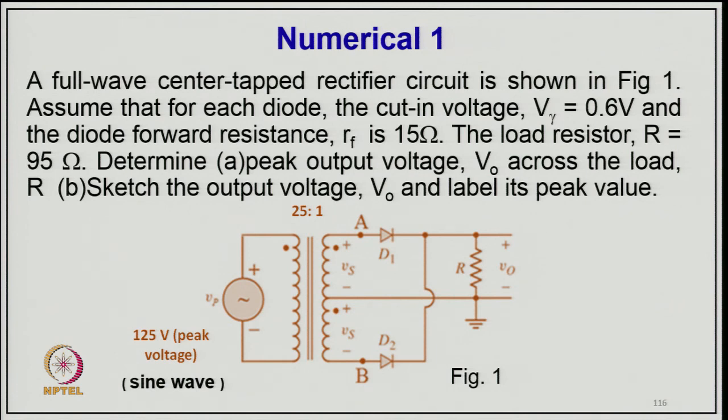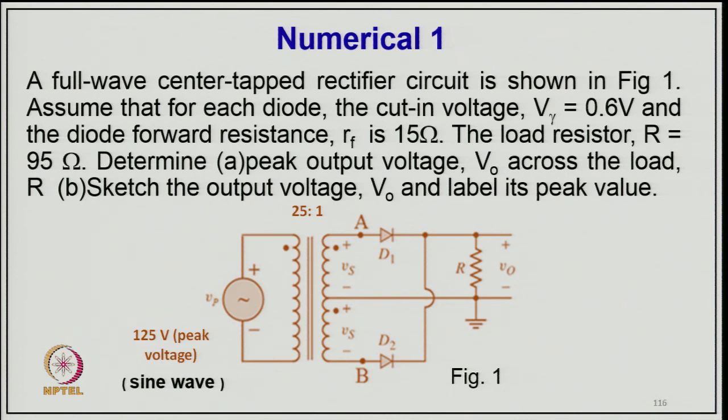Now, coming to some of the numerical problems related to this. A full wave center tap rectifier circuit is shown here. Assuming that for each diode the cut-in voltage is 0.6 volt and the diode forward resistance is 15 ohm, and the load resistance R equals 95 ohm, determine the peak output voltage across the load and sketch the output waveform VO.